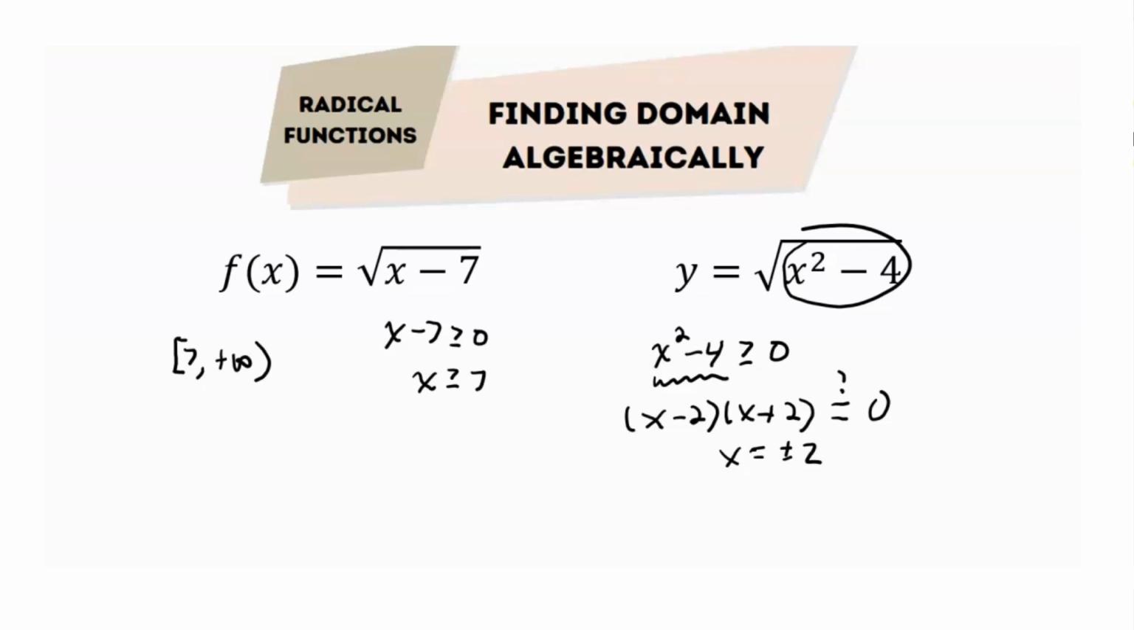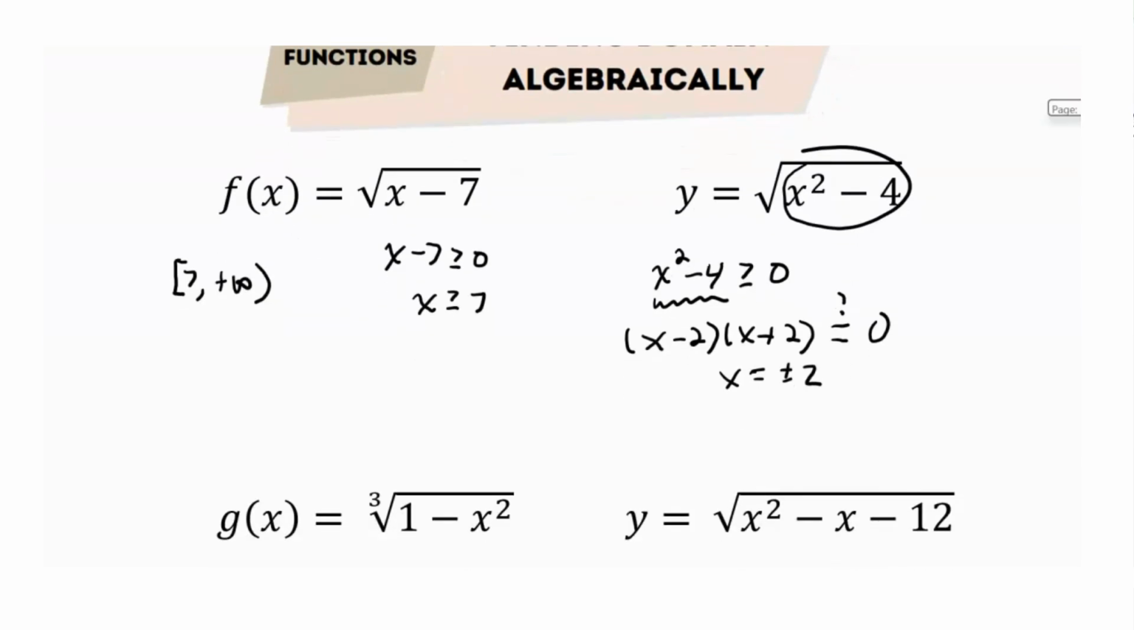So what I'm going to do is set up a number line test. If I have -2 and +2, I'm going to pick test points and see which of the values are greater than or equal to 0. In this case, if I plug in a -3 into x minus 2 times x plus 2, I would get a negative times a negative, so this would be positive. So all these values would be positive.